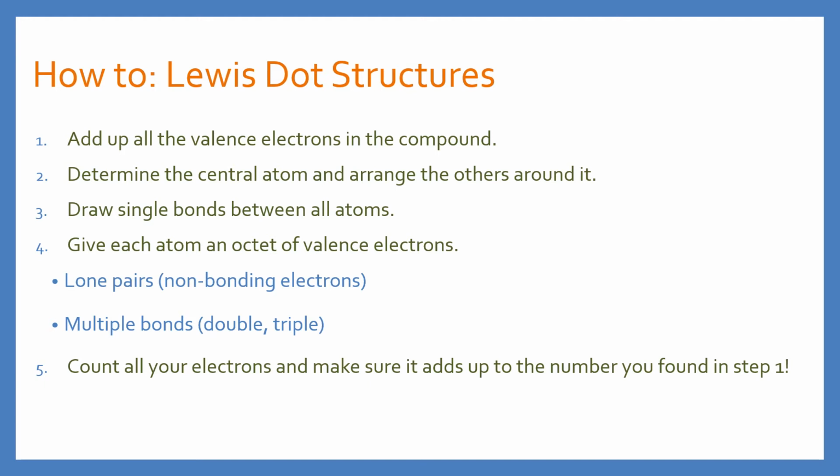The next step is to draw single bonds between all of the atoms, and then give each atom an octet of valence electrons. You can do this in two ways. You can either do this with lone pairs, or through adding multiple bonds. The number of valence electrons that you have will kind of help point you in the right direction. And then count all your electrons and make sure it adds up to the number of electrons that you found in step 1.